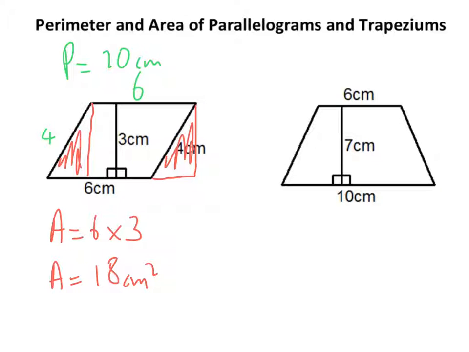They'll often put the diagonal there, which is 4 in this case, just to try and bluff you into using that instead. But it's the vertical height of a parallelogram that you use for that.